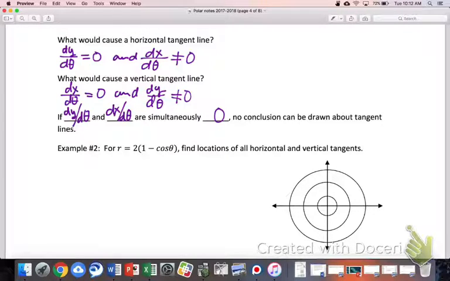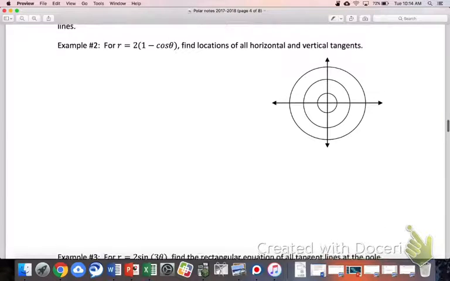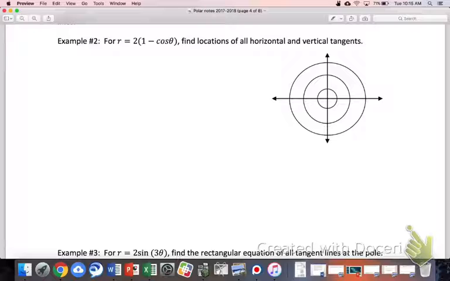All right, let's do our example here. Number 2 says if r is equal to that, find locations. Locations are a little vague. Instead of the word locations, let's say find angles, angles for all horizontal and vertical tangents. You guys need some direction on this, or looks like you're starting to roll?